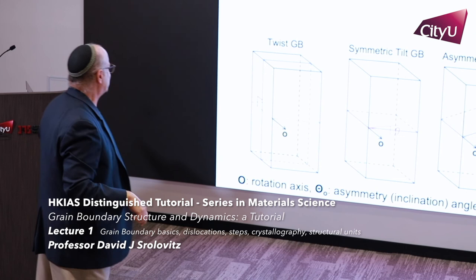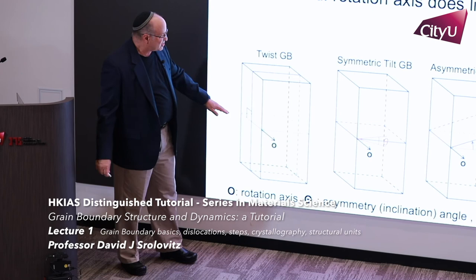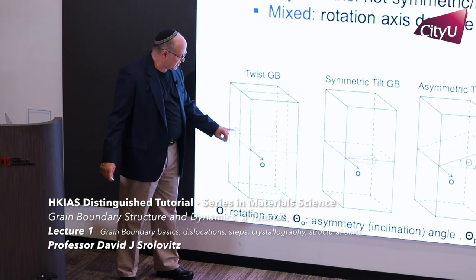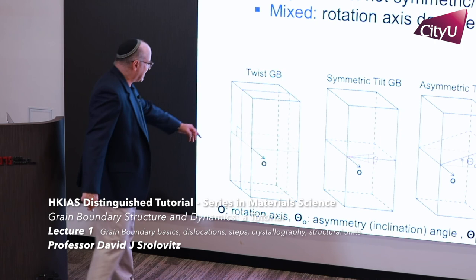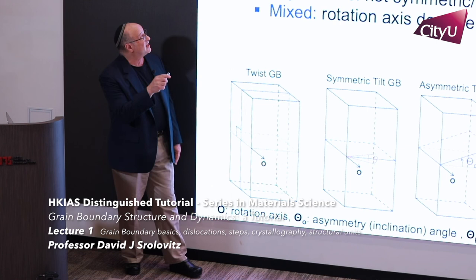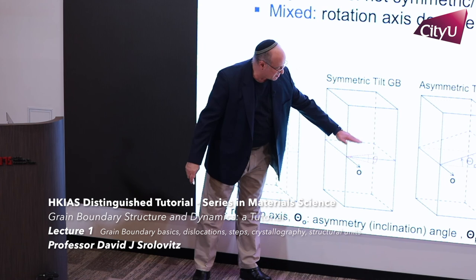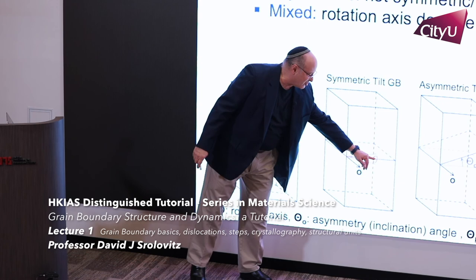And it's easiest if we talk about it relative to the picture here. So what we're going to do is imagine that the two grains here and here are misoriented with respect to each other. So if O is the rotation axis, and I rotate about there, since the rotation axis O is perpendicular to this plane, that's a twist grain boundary. Here's the symmetric grain boundary where I start with a crystal here and I rotate one down by theta over two, the other up by theta over two, such that there's a mirror symmetry. That would be a symmetric grain boundary.